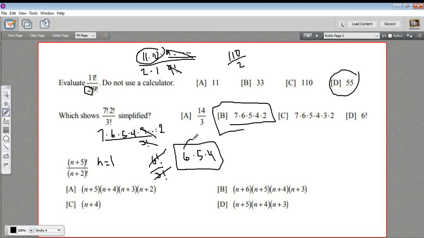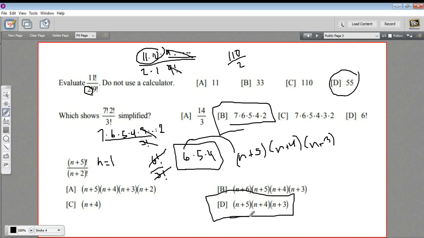Well, 6 is n plus 5. And 5 is n plus 4. And 4 is n plus 3. And that's it. That's what it is. So it would be this answer right here. So that is a little bit more work with factorial expressions.